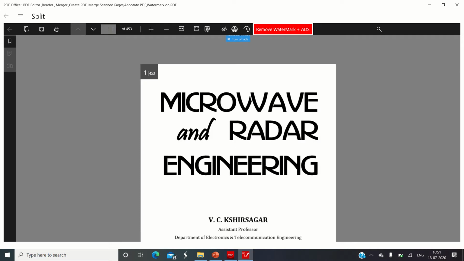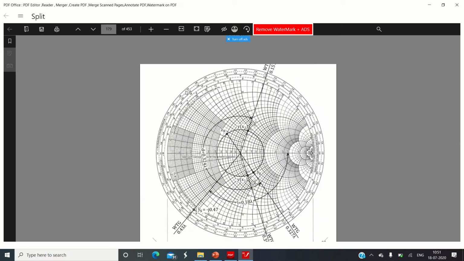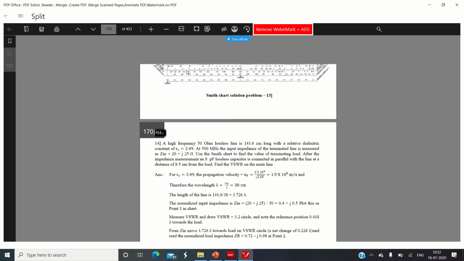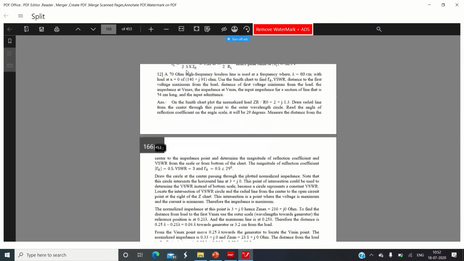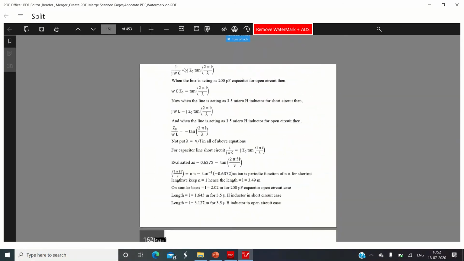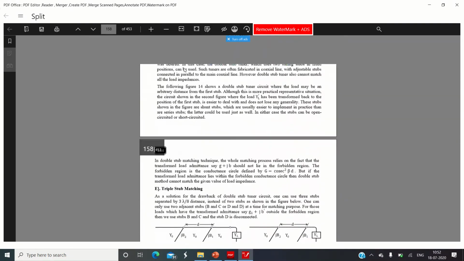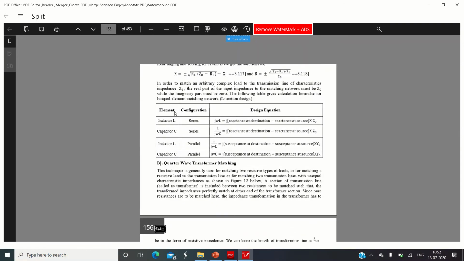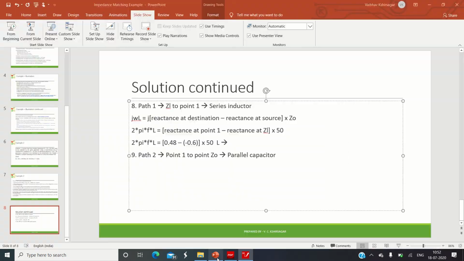Go to the appropriate page number, approximately page 180. Just find the appropriate formula from the given box or from the given table of standard equations to calculate the values of lumped elements. For parallel capacitor, use the last equation, j omega c, and use susceptance with the destination.